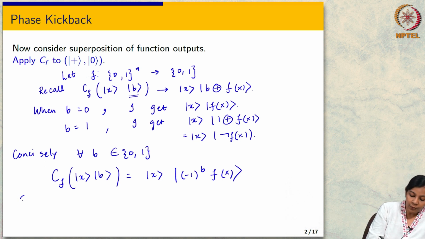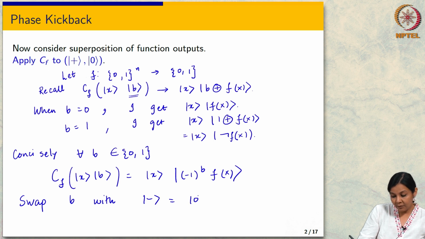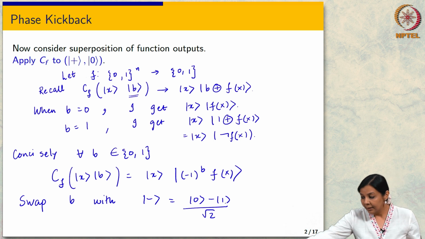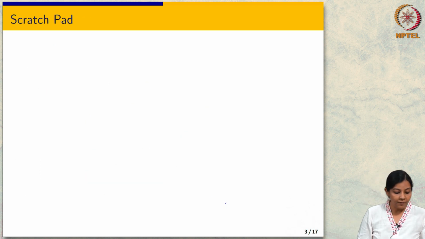Now what I am going to do is make things more interesting by swapping b with the minus state. So this is this state. Okay, may I move on? Next slide. So I am swapping b with that.